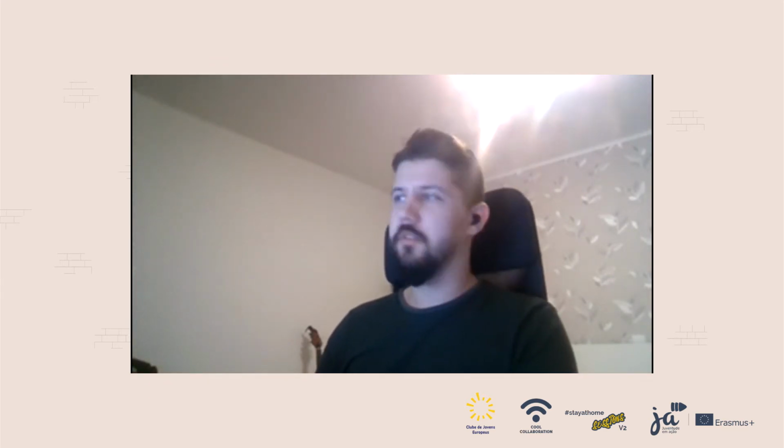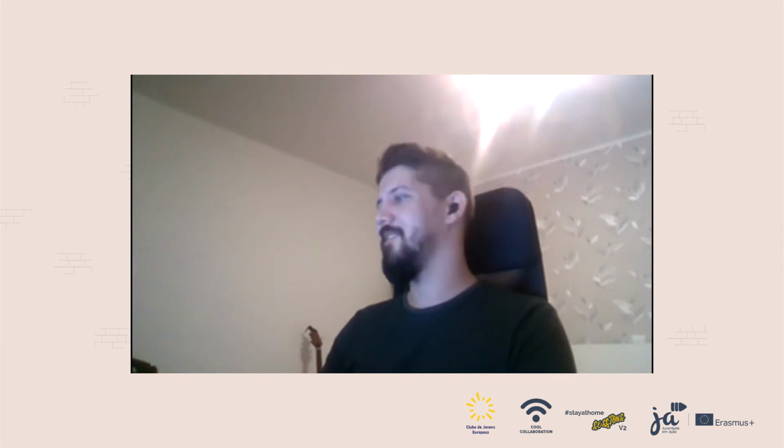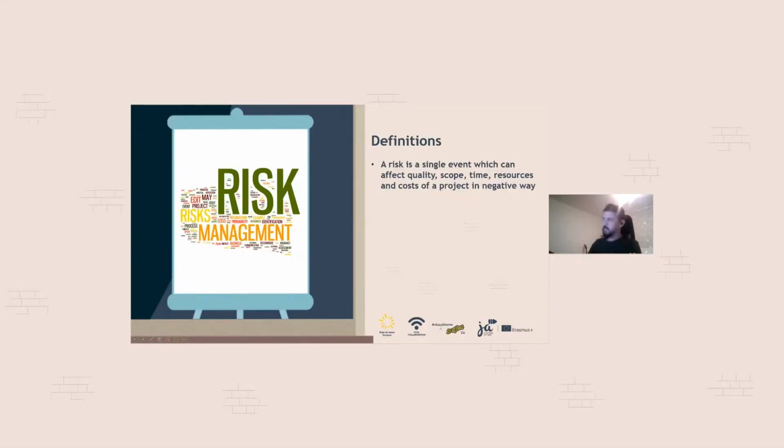So now we're going to go through the steps of how to do proper risk management and how to list all the risks. But first, let's start with the definition: what is risk? We have several definitions, all of them make sense, and you may approach the topic of risk management from a different angle. Risk is a single event which can affect the quality, scope, time, resources and costs of a project in a negative way. Before, it was something that could affect all these aspects in a negative or positive way, but it's not like that anymore. They changed the definition. Risk is only when it's negative. So all aspects of the project can be affected.